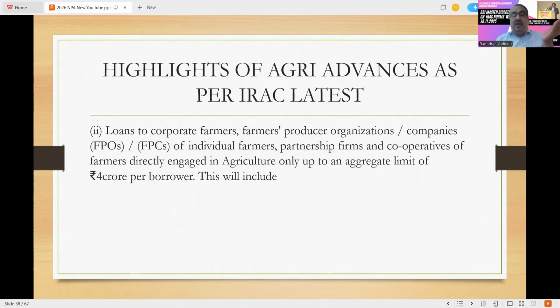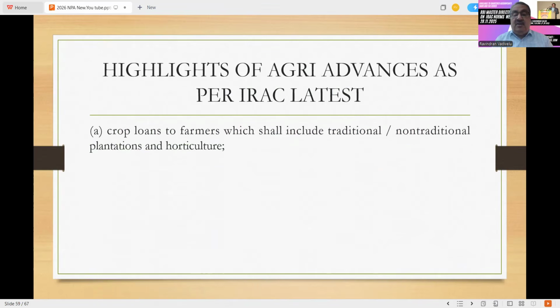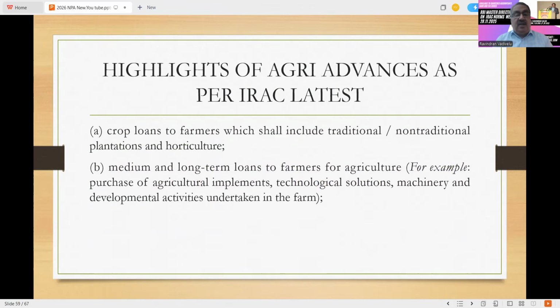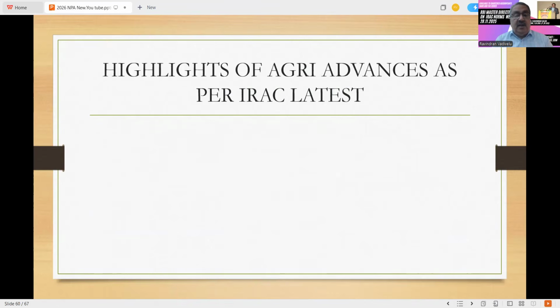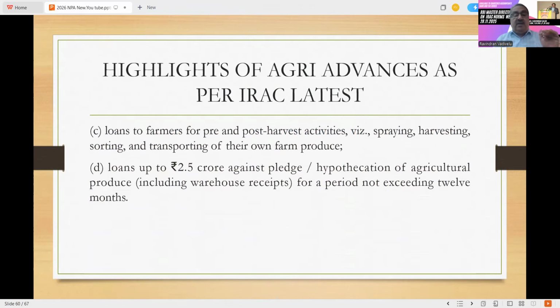For individuals we have seen; now we go to corporate farmers, producers' organizations, companies of individual farmers, partnership firms, and cooperative societies directly engaged in agricultural activity only, up to an aggregate limit of 4 crore per borrower. This shall include crop loan to farmers, which shall include traditional and non-traditional plantation and agriculture, and medium and long-term loans to farmers for agriculture. Another important thing is loan to farmers for pre and post-harvest activities. That is the same thing given for individuals: spraying, harvesting, sorting, transporting.